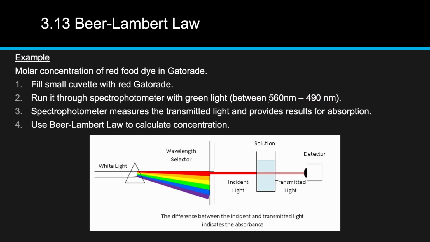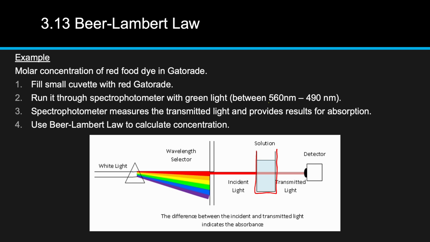All right, so what does that look like in real life? Let's say we wanted to find the concentration of red food dye in red Gatorade. Our first step is to fill our cuvette with red Gatorade, and we're going to run it through the spectrophotometer with green light.